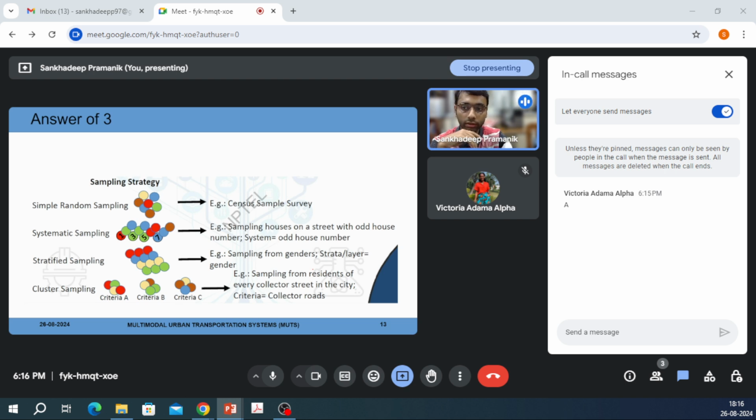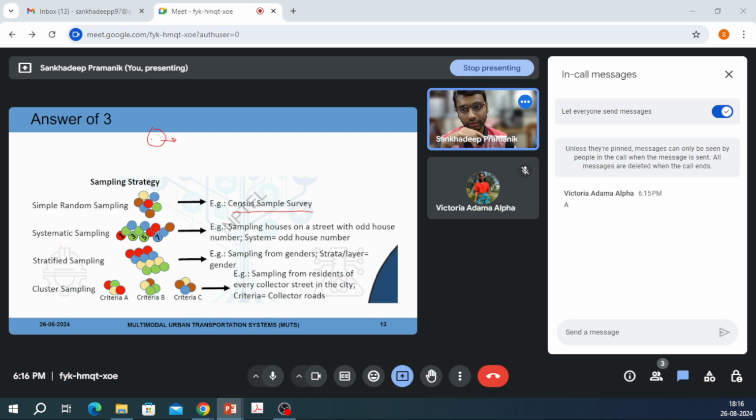We actually discussed four types of sampling strategies. Simple random sampling, where we pick the sample on an arbitrary basis, like there is a population and we are just randomly selecting some people. That is simple random sampling. An example of this is the census sample survey.